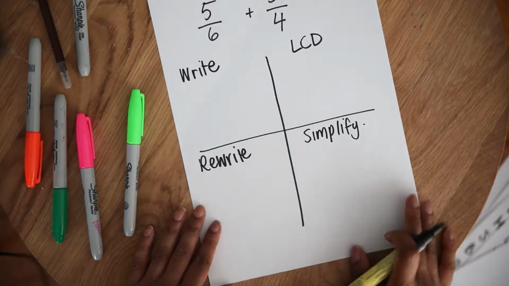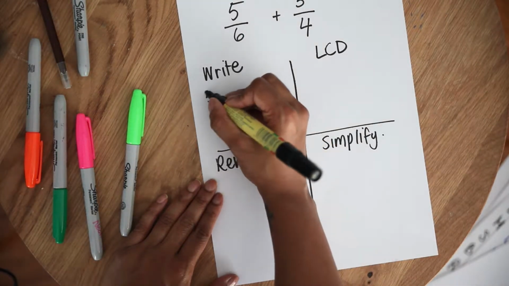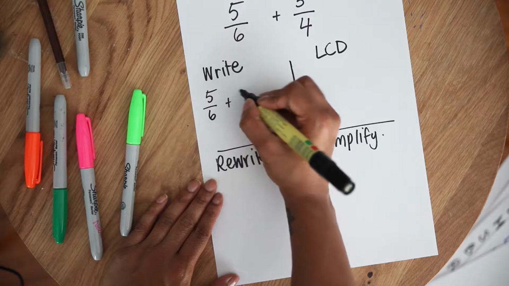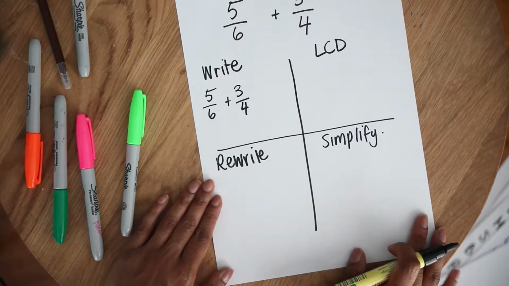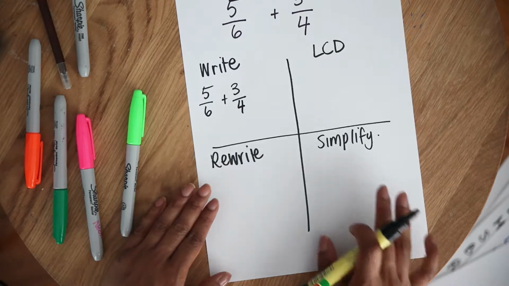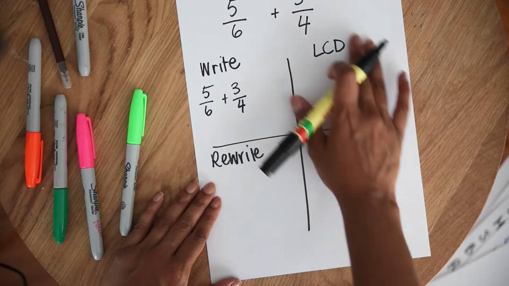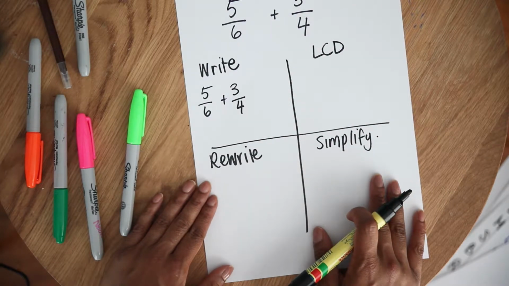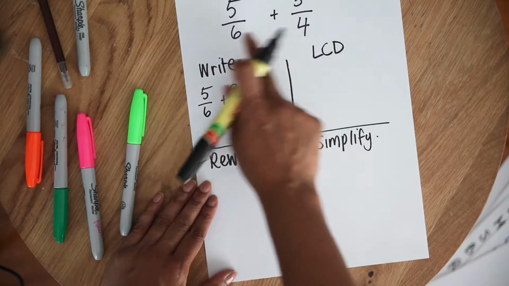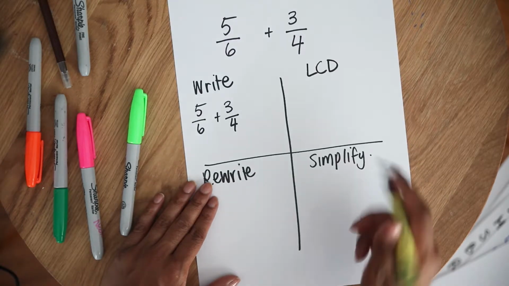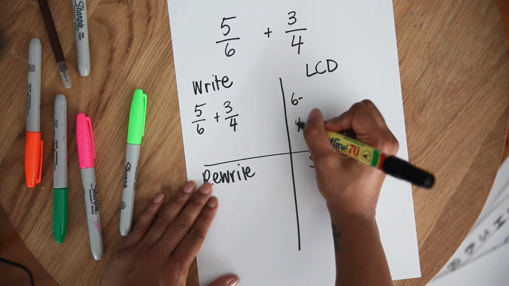Okay, so the first step is to actually write down your sum. So we do 5 over 6 plus 3 over 4. Now, when we talk about attempting, I want you to see if you can tell me the lowest common denominator. The way to do that is to write all the multiples of the two denominators you have here. So we have 6 and we have 4.